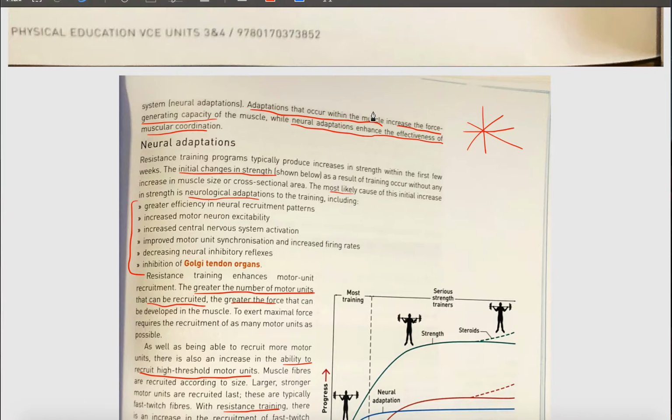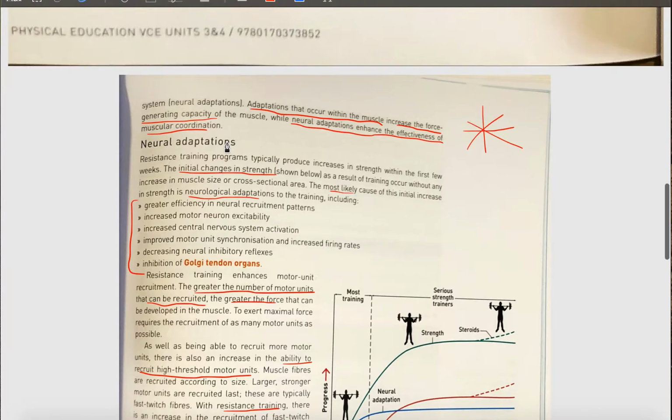So what we need to understand from this top little section here is that yes, the muscle will grow in size, but what that does is it increases the capacity for that muscle to generate force. However, those neural changes change the effectiveness of muscular coordination. So if a muscle is becoming more effective, it's due to the neurological change. If a muscle has more capacity to create force, it's due to the hypertrophy.